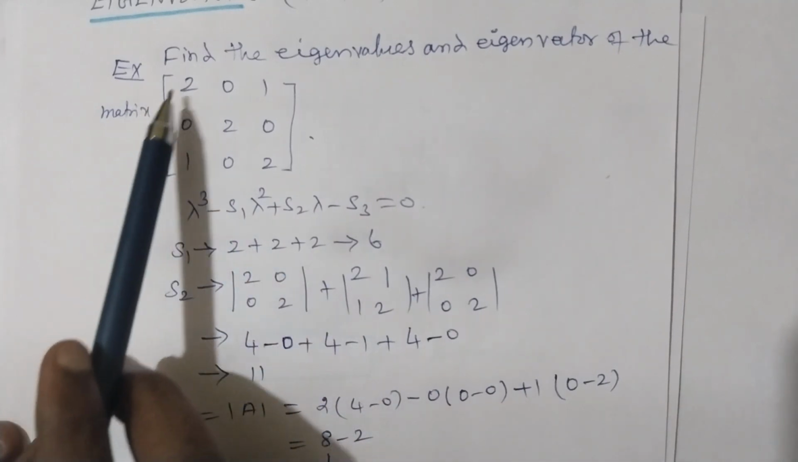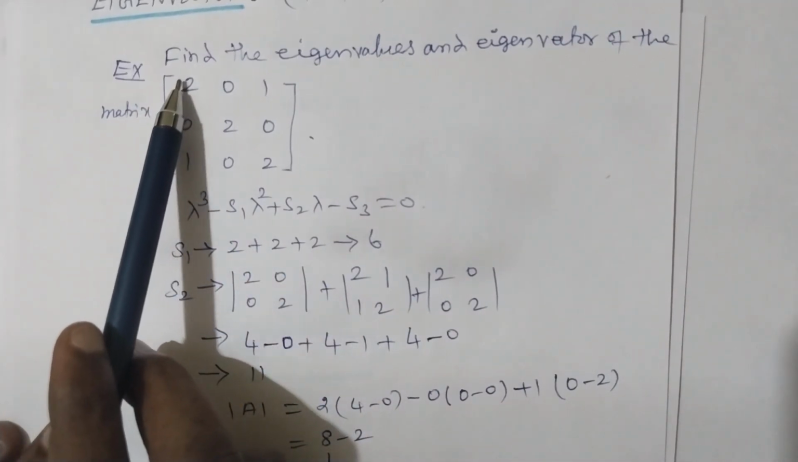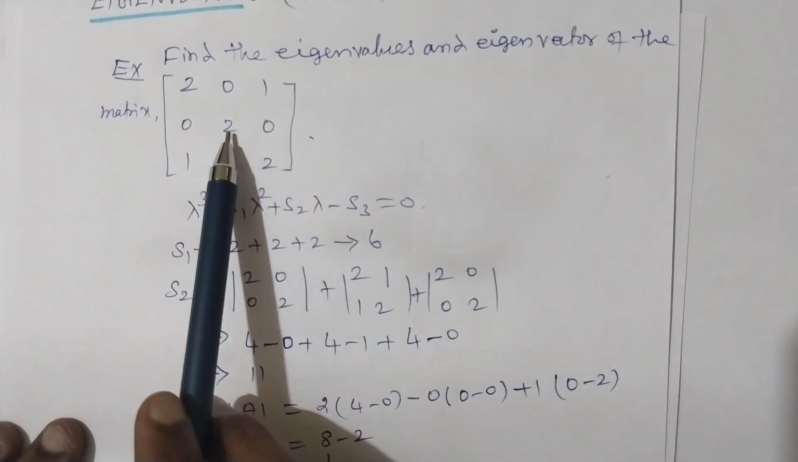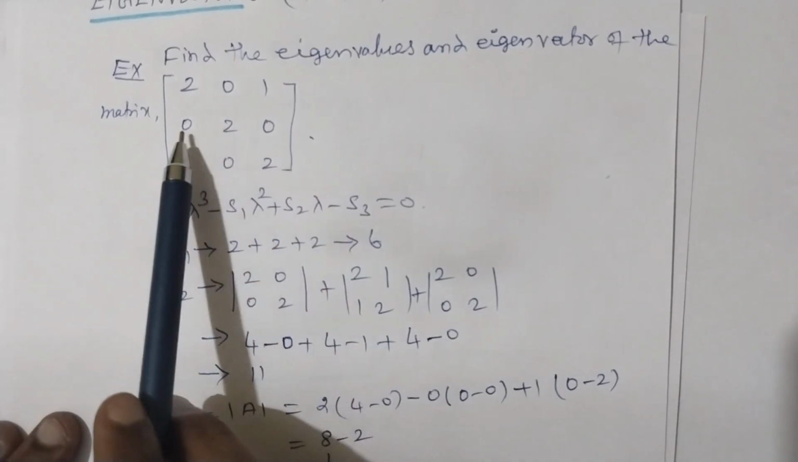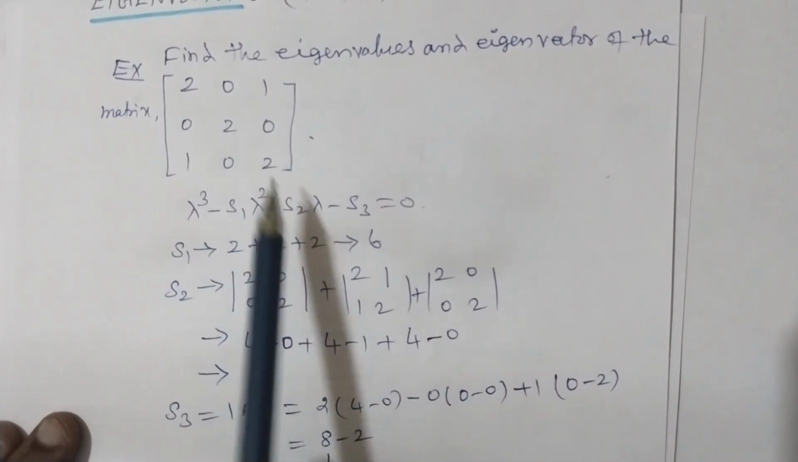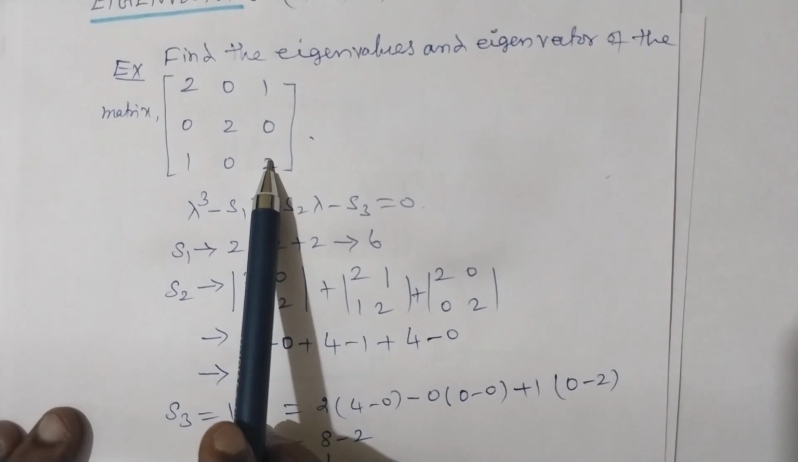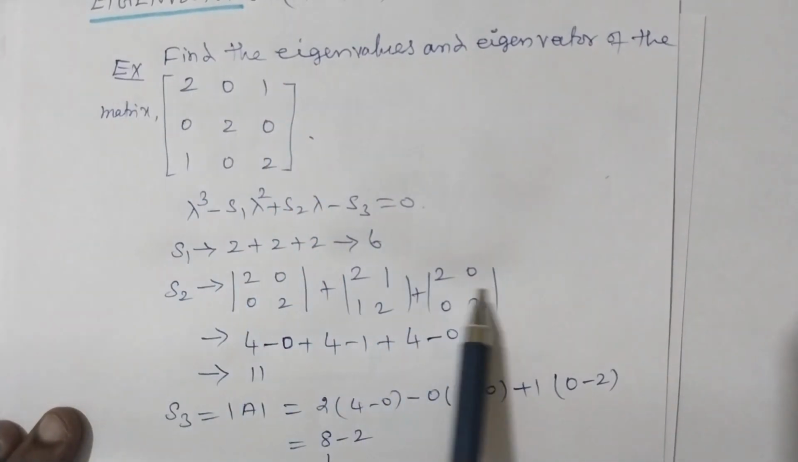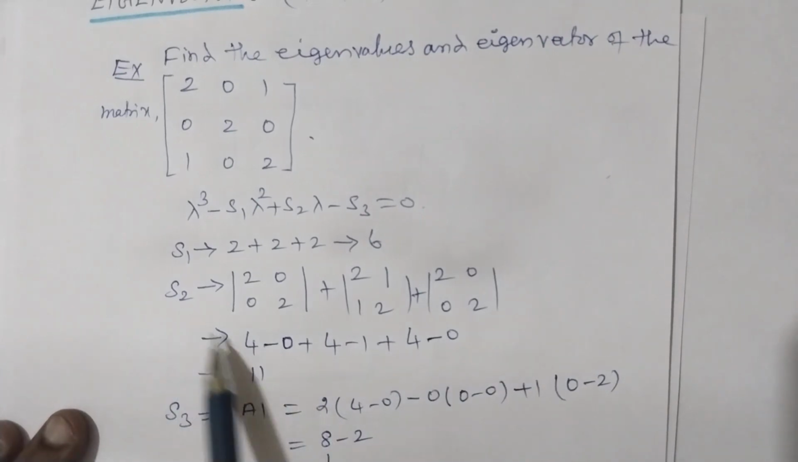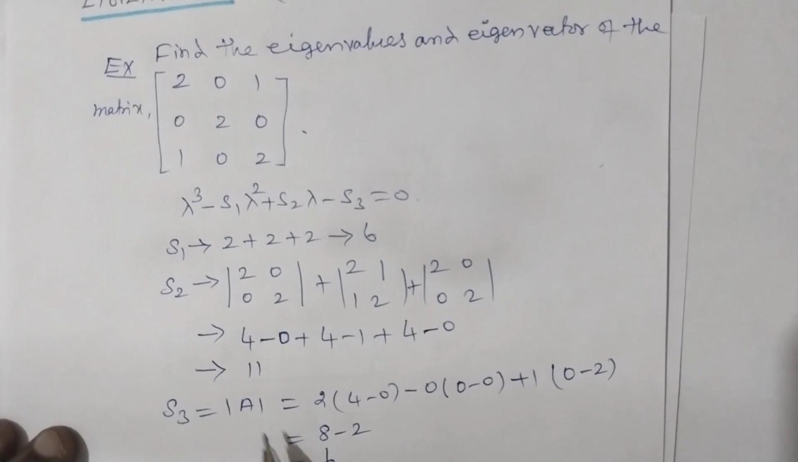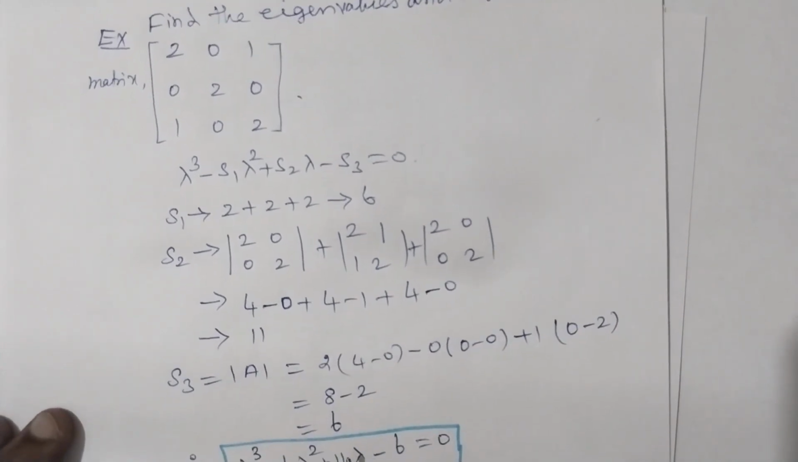s2 is nothing but the sum of the minors of the main diagonal elements. So for the first main diagonal element 2, the minor is the determinant 2 0 0 2, plus for the second main diagonal element 2, the minor becomes 2 1 1 2, plus for the third main diagonal element 2, the minor is 2 0 0 2. After evaluating these determinants, we get s2 is equal to 11. Then s3 is the determinant of the matrix, which becomes 6.